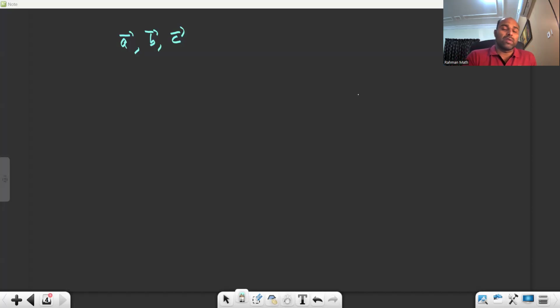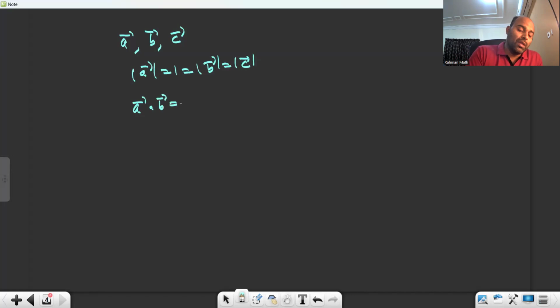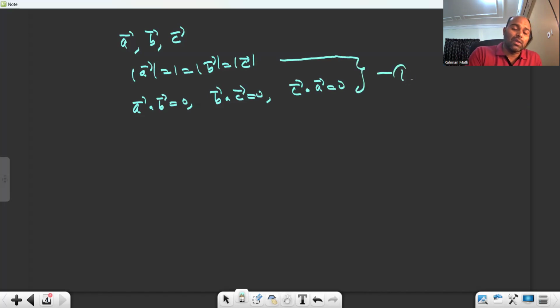Mutually perpendicular unit vectors. That is, magnitude of A equals 1, magnitude of B equals 1, magnitude of C also equals 1. Mutually perpendicular vectors means A and B are perpendicular, so A dot B equals 0. B and C are perpendicular, that dot product equals 0. And C and A are perpendicular, that also equals 0. Altogether we can call this equation number 1.